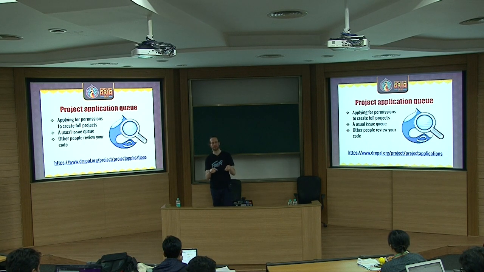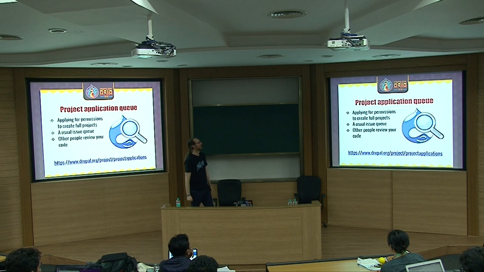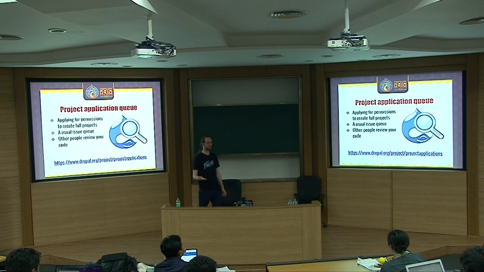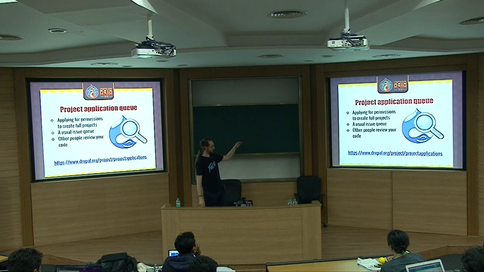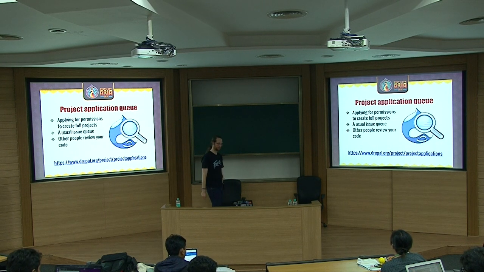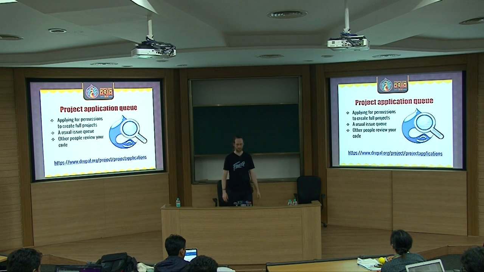So what you do, you go there and you open an issue and you give it the name of the module. For example, I want to publish the rules module. And you apply for permissions to create full projects with that. Because when you start, your code is in a sandbox, and now you want to push it up to a full project to have a nice name and to have releases. So you create your application issue there. It's just the usual issue queue, and then other people will review your code. And in the end, when everything works out, you will get approved.